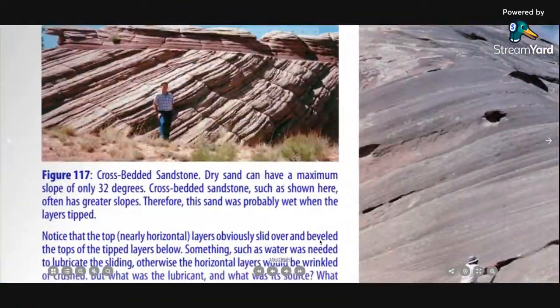Cross-bedded sandstone. Dry sand can have a maximum slope of only 32 degrees. Cross-bedded sandstones, such as shown here, often have greater slopes. Therefore, this sand was probably wet when the layers tipped.